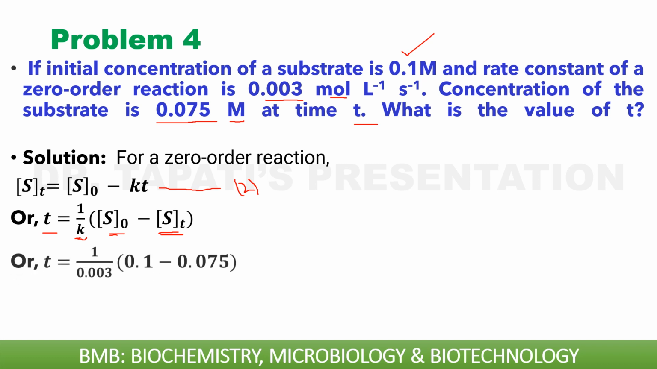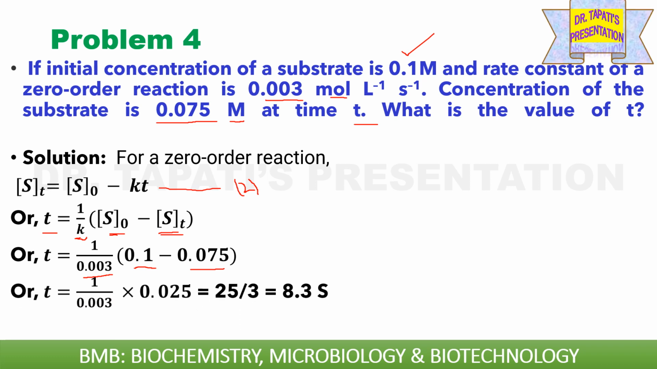that is 0.075. So you can write in this way, t is equal to 1 by 0.003 in the bracket 0.1 minus 0.075, that is equal to 1 by 0.003 into 0.025, that is equal to 25 by 3, and the answer is 8.3 seconds. So at 8.3 seconds, the substrate concentration will be 0.075 molar.